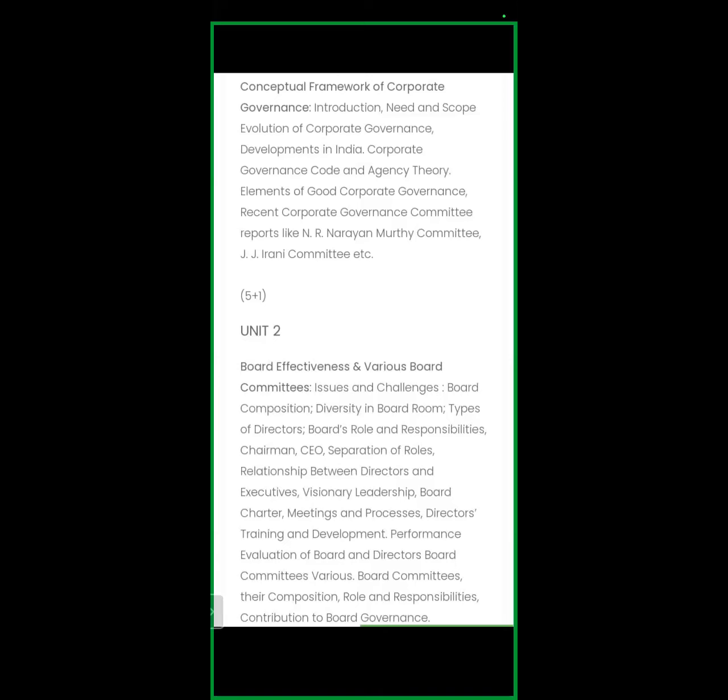Then what are the developments of corporate governance in India? Then corporate governance code, agency theory. Then we will be talking about the elements of good corporate governance. Then what could be the elements of good corporate governance?